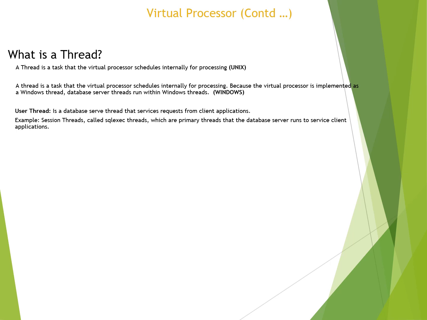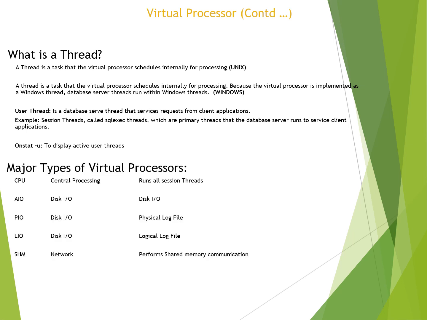What is a user thread? A user thread is a database server thread that services requests from the client applications. You can take the example of session threads, called SQL threads, which are the primary threads that the database server runs to service client applications. onstat is the best command to monitor this. onstat -u displays active user threads. The major types of virtual processor are CPU, which runs all session threads, AIO, PIO, LIO, SHM, like that.